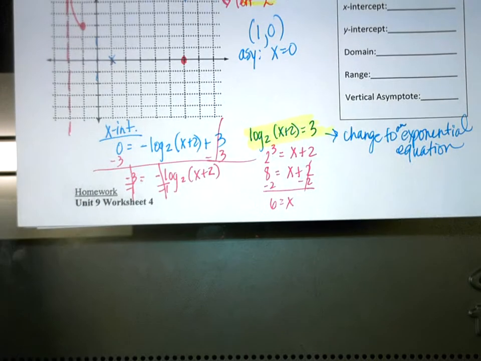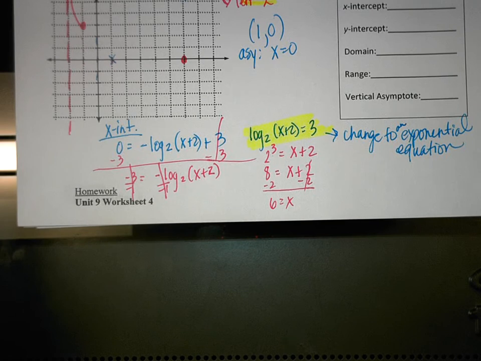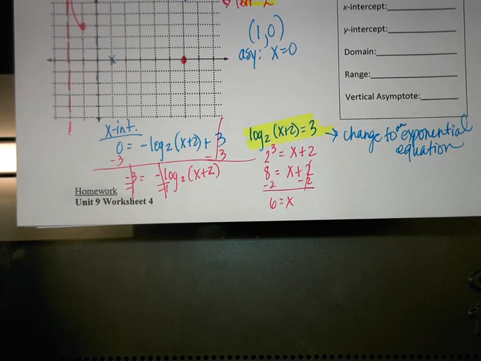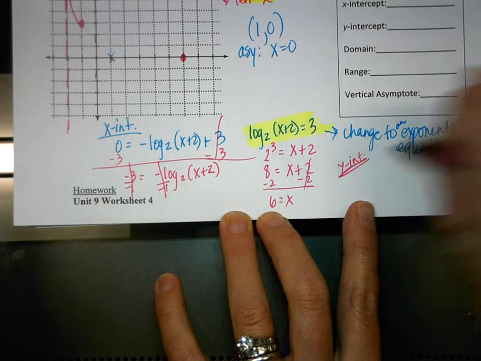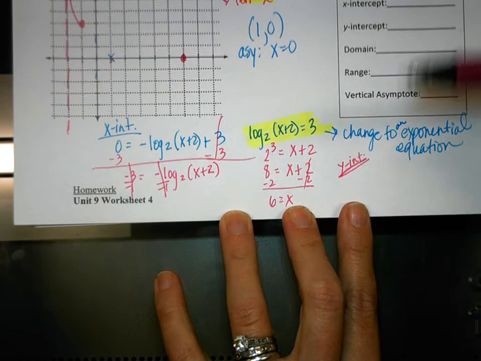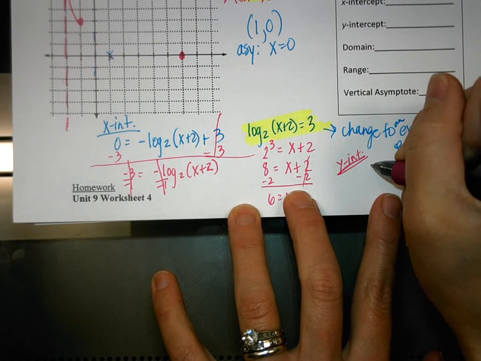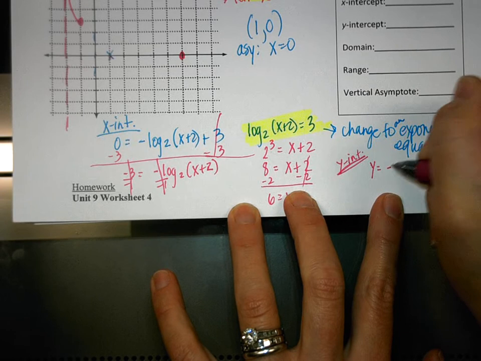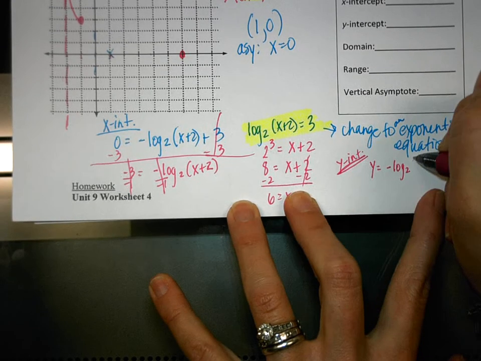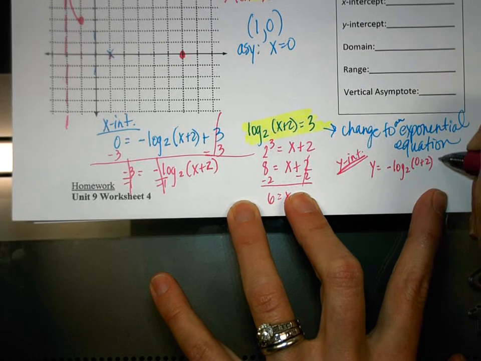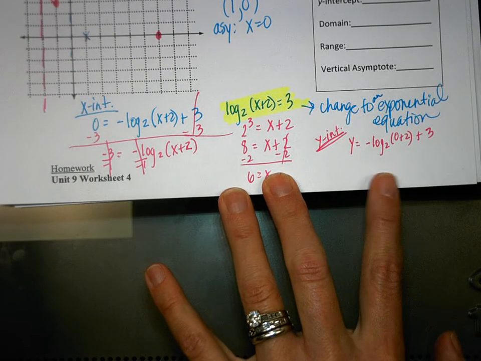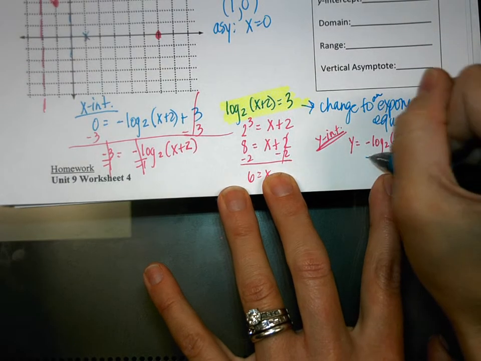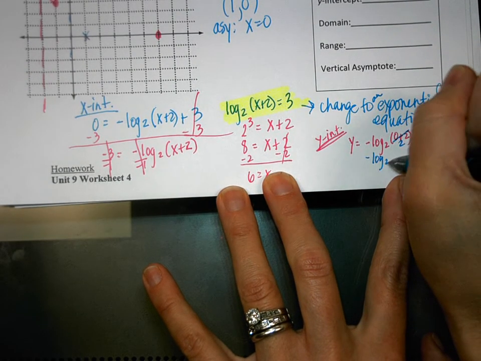Okay. I also need the y-intercept. What will I do in order to find the y-intercept? Plug in 0 for x to solve for y. Very good. So I'm just going to label this right here. Y-intercept. Okay. Using my equation again, I am going to keep y. So we have y equals negative log base 2 of 0 plus 2, and then plus 3. Okay, so what is 0 plus 2? 2. So this is negative log base 2 of 2, and then you have plus 3.